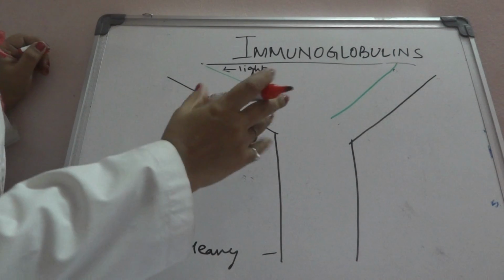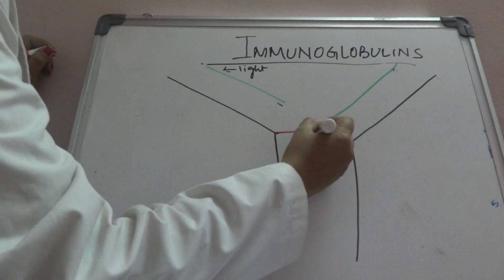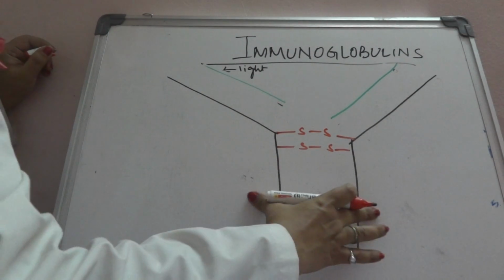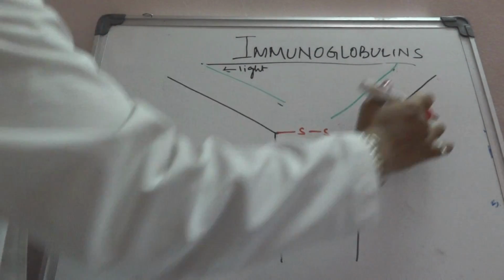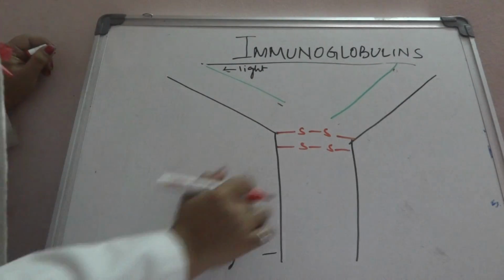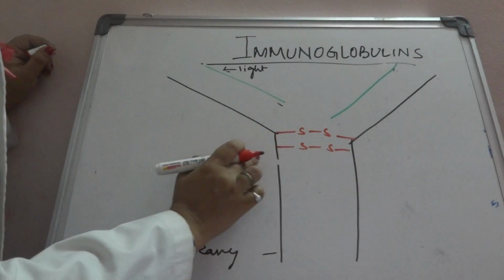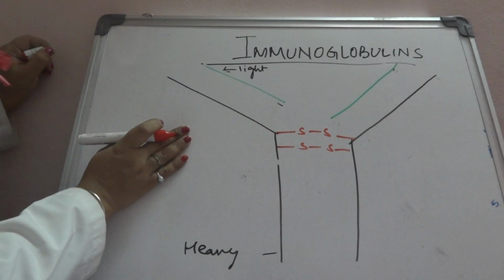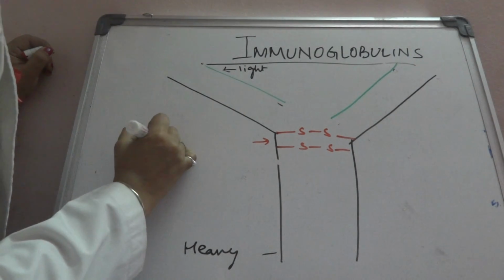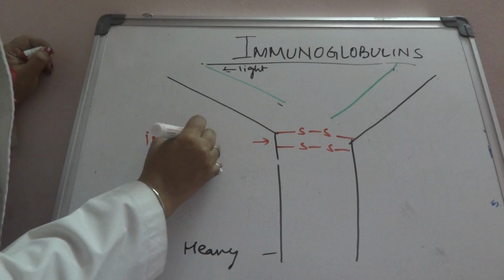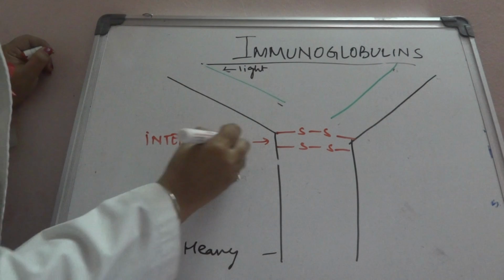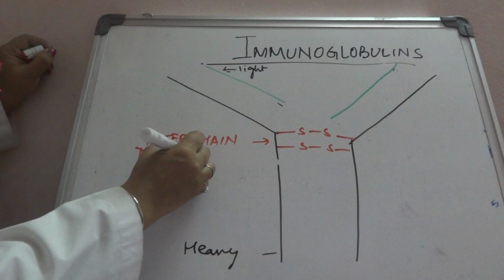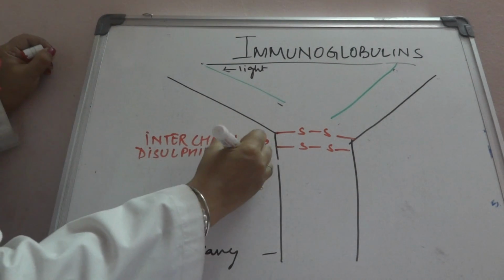Now these are joined by disulfide bonds. One heavy chain joins the second heavy chain. So this is the interchain disulfide bond. This is called an interchain disulfide linkage.